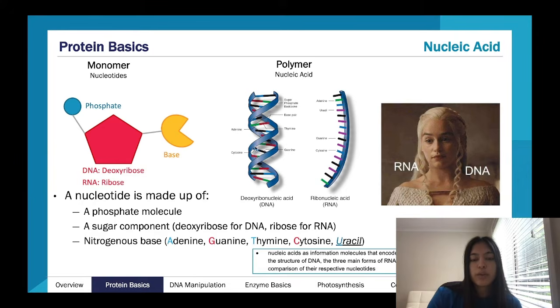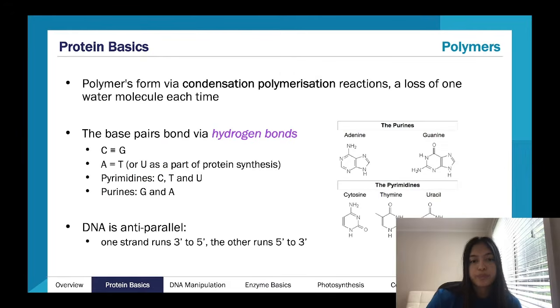So we can see deoxyribonucleic acid is double-stranded and ribonucleic acid, RNA, is single-stranded and tends to be a little bit shorter as well.